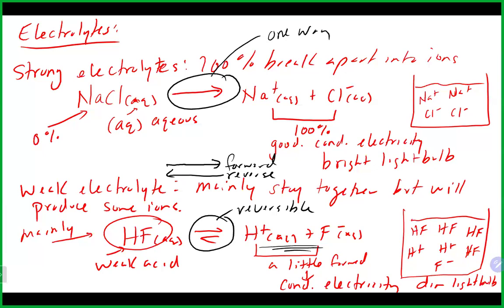Strong acids, strong bases, and ionic compounds like sodium chloride are typically strong electrolytes. When they're in solution, they will not stay together. They're just going to completely break apart. A lot of weak acids and weak bases are weak electrolytes, and they mainly will stay together. HF is, again, a weak acid. Acetic acid is a weak acid as well. Ammonia, NH3, is also a weak base.